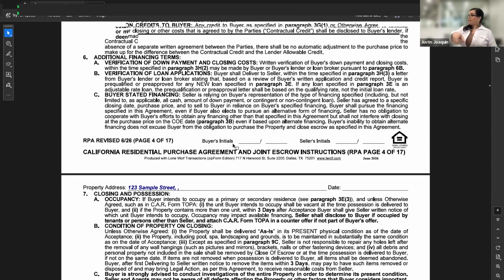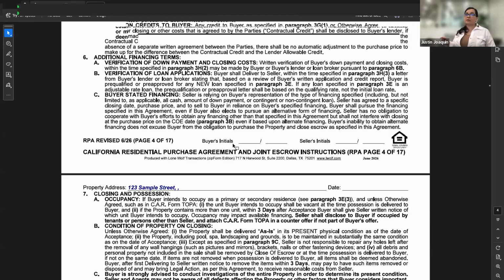This paragraph answers that. So it says, seller has relied on the type of financing. So, hey, seller relied that it's a conventional loan. That's what you said it was going to be. The down payment amount, whether it's contingent or not. Seller has agreed to a specific closing date. You said 30 days. They've relied on a purchase price. You said you're going to pay me $500,000. And to sell the buyer in reliance on that financing.